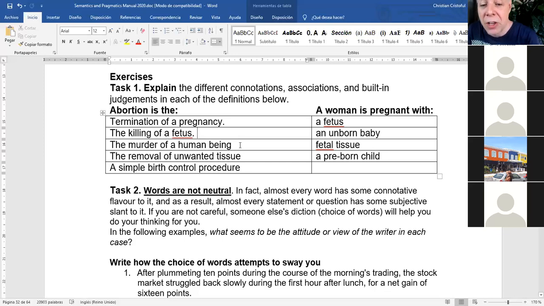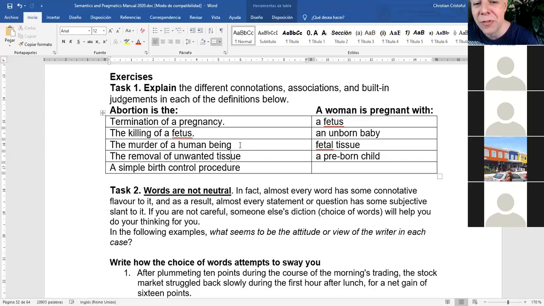The murder of a human being, they chose the word murder now. So the word murder is full of negative connotations, okay, historically. So connotation gets feelings according to history. The removal of an unwanted tissue. Oh, unwanted tissue. That's even worse because it's not human anymore. It's just tissue. Okay, unwanted tissue.